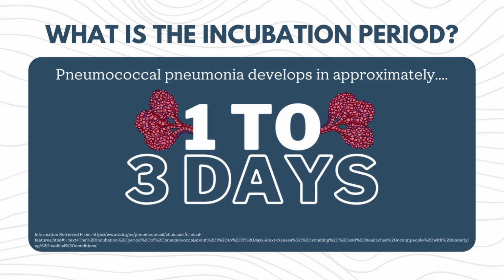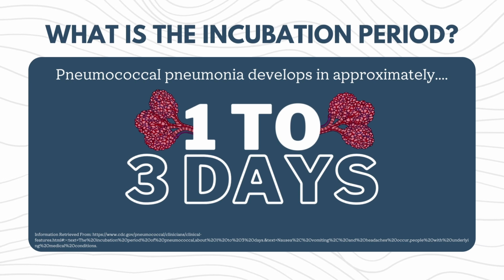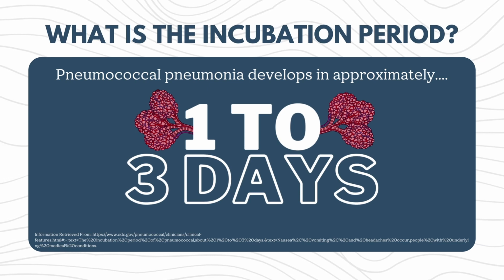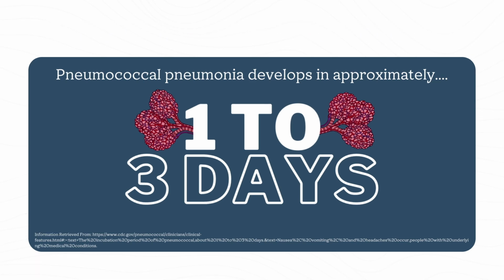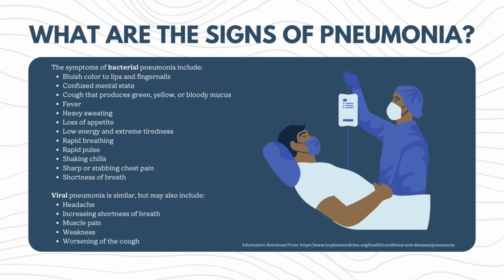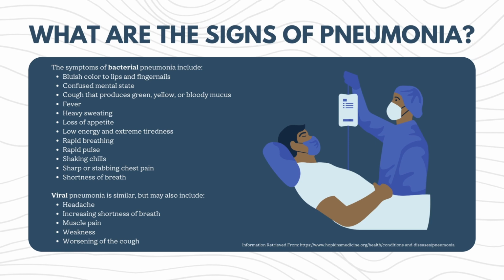So what is the incubation period? Well, it varies on a case-by-case basis, and like we've discussed, it can be caused by bacteria, a virus, a fungus, a wide variety of different things. But pneumococcal pneumonia develops in approximately 1 to 3 days on average, and that's according to the CDC. And also, just for reference, pneumococcal pneumonia is considered a bacterial pneumonia. So what are the traditional signs and symptoms of pneumonia infection?